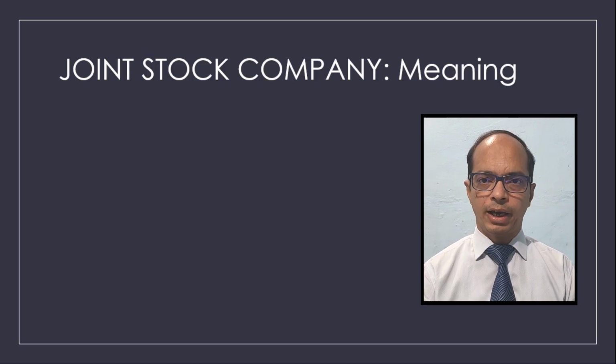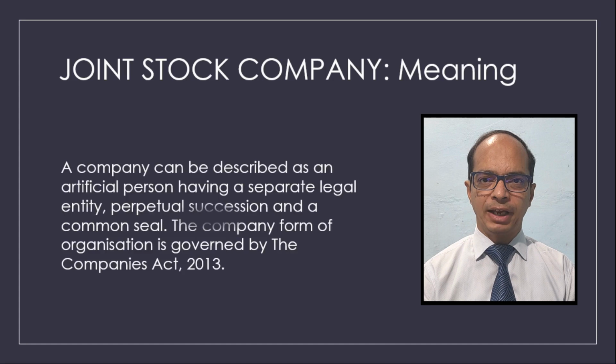Dear students, today I will tell you about joint stock company and its features. You know there are 5 forms of business organization in private sector: sole proprietorship, partnership, Hindu undivided family business, cooperative and joint stock company. Joint stock company is one of the important forms of business organization in private sector.